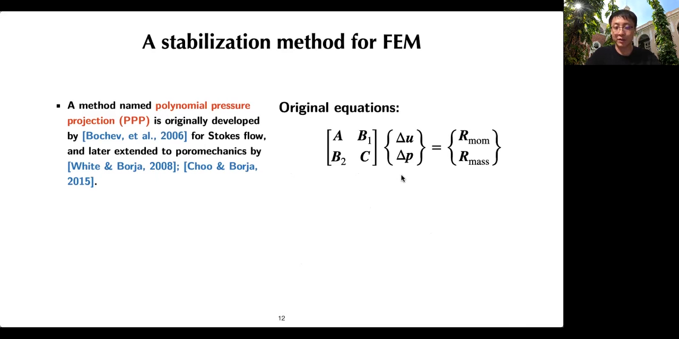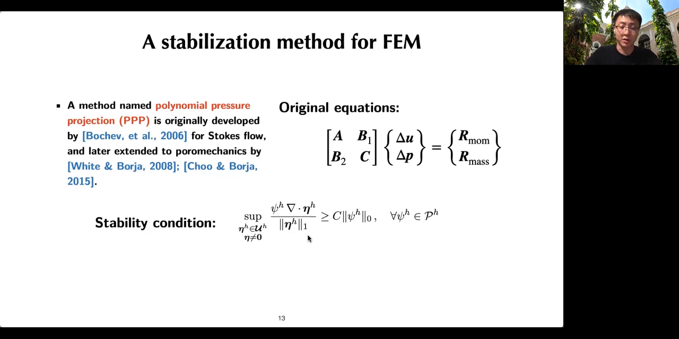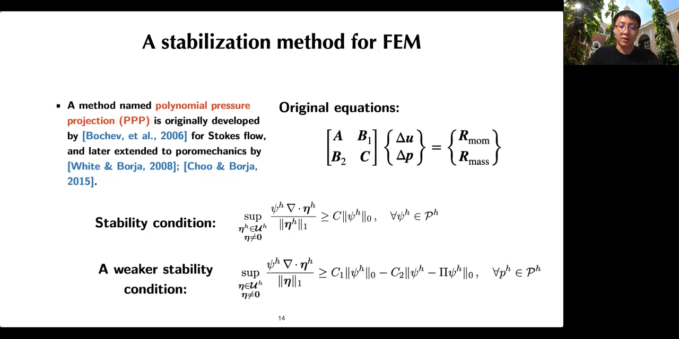So this is the original matrix equation for a coupled poromechanical system. However, under undrained condition, this C block will nearly become zero. So this serves as a constraint. Under this constraint, a stability condition should be specified for the discretized system. Unfortunately, if we interpolate the displacement and pressure of the same order, it does not satisfy this stability condition. However, it does satisfy a weaker stability condition. Here I show it. Compared with these two conditions, we can immediately say that these quantities quantify the deficiency of the equal order interpolations. So the mechanism of PPP is to penalize this deficiency.